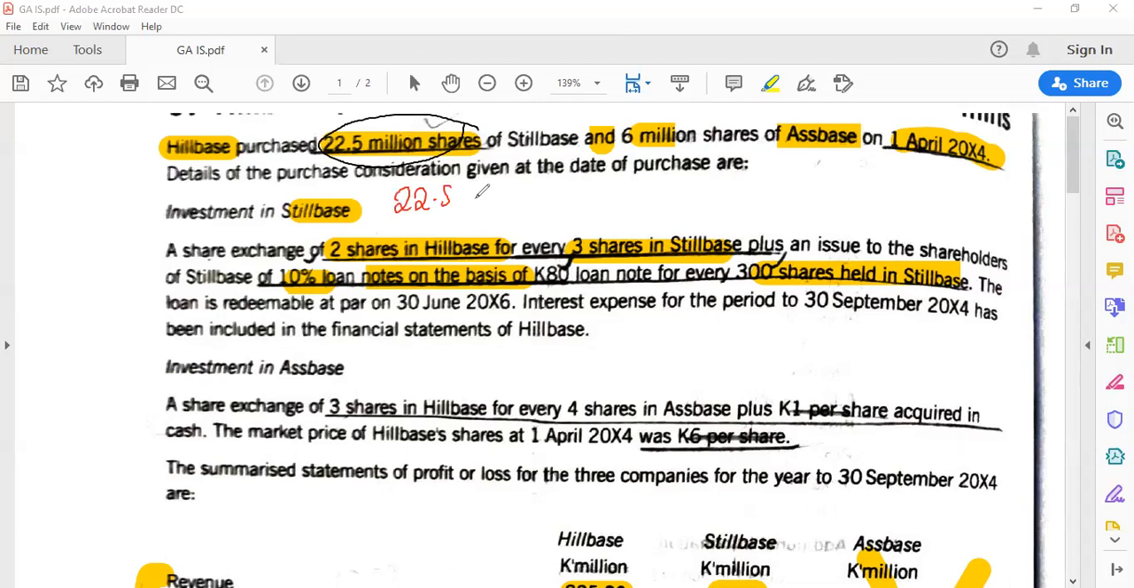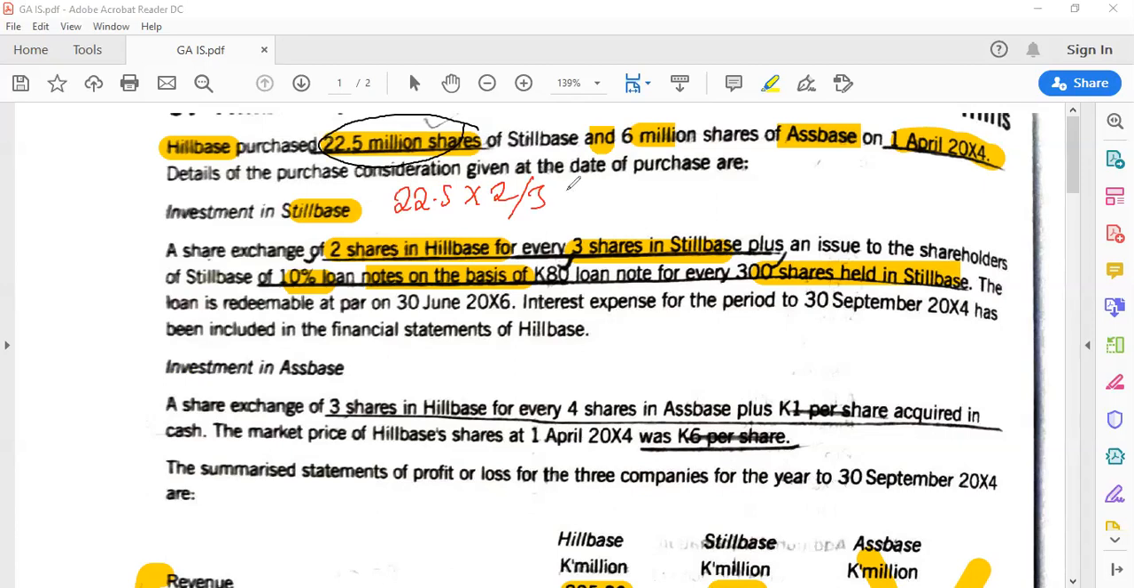Have you seen that? In a share exchange of how many shares? Of 3 shares. No, 2 shares. 2 for every 3 shares. Are you seeing? 2 for every 3. So just put 2 over 3. And that's 2 for every 3 shares. Okay, so now we know 2 for every 3 shares.